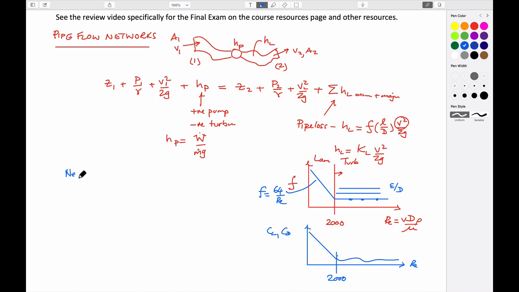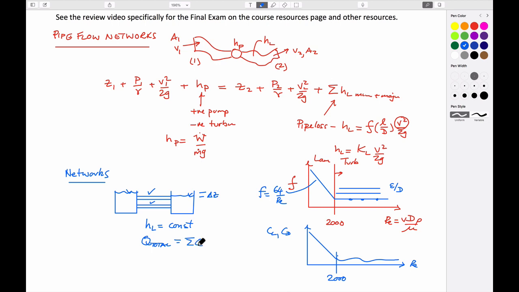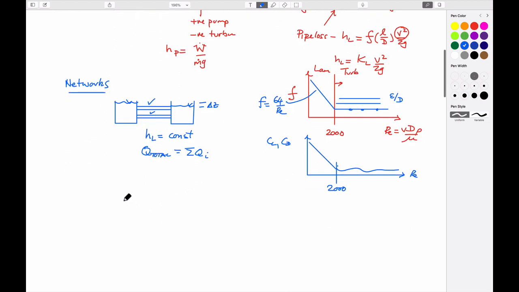If we look at networks, then networks come in two flavors. They come in the behavior when you have an upstream tank and a downstream tank communicating with each other, in which case, if you look at the flow between these two different levels, where there's some delta Z across here, then in those particular cases, the head loss in each of the pipes is constant. They have to be the same for this pipe and for this pipe. And the flow rate for the total system has to equal the sum of the individual flow rates in each of the individual pipes. And so for parallel flows, this is the relationship that we deal with.